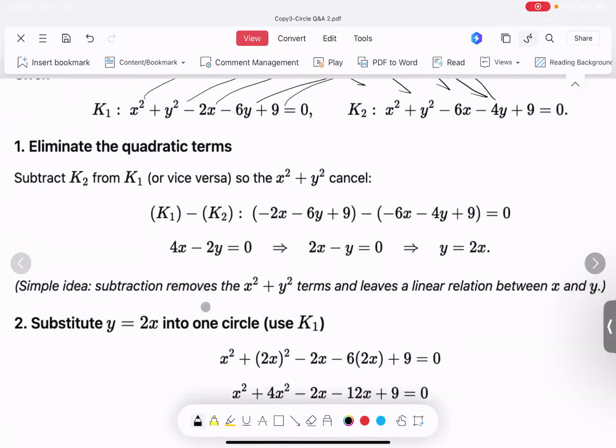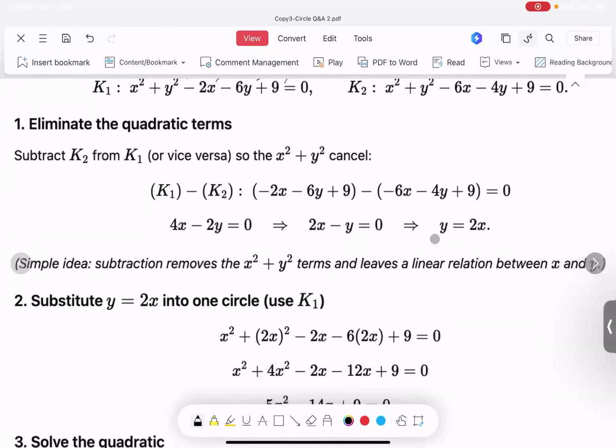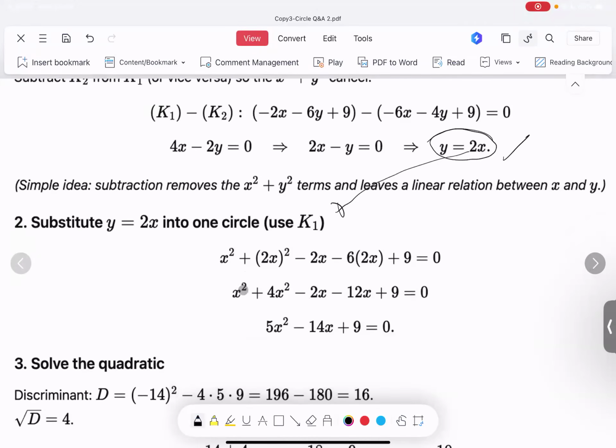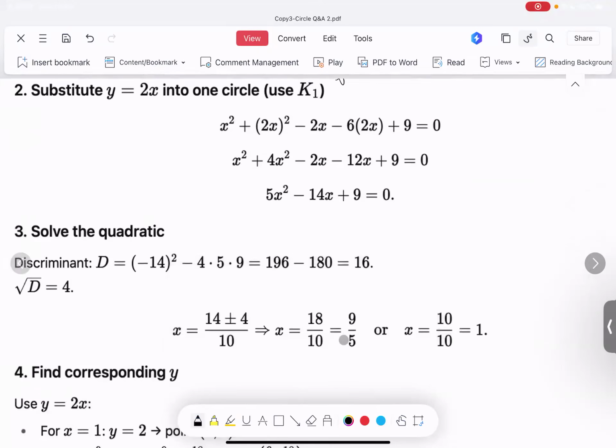Okay, so how many equations will you have? First equation here, okay? After you minus everything, you get this. This is the final equation you have. Followed by, you substitute this one back to K1. Okay, back to K1, you will get this equation. Okay, solve the quadratic equation by using this method. Okay, you can get into it. You can find your x. X is equal to 1.